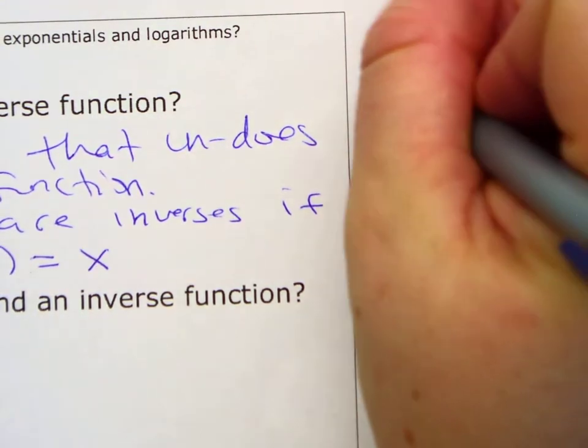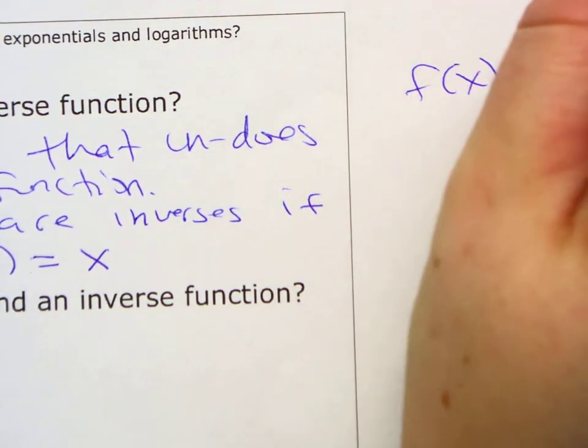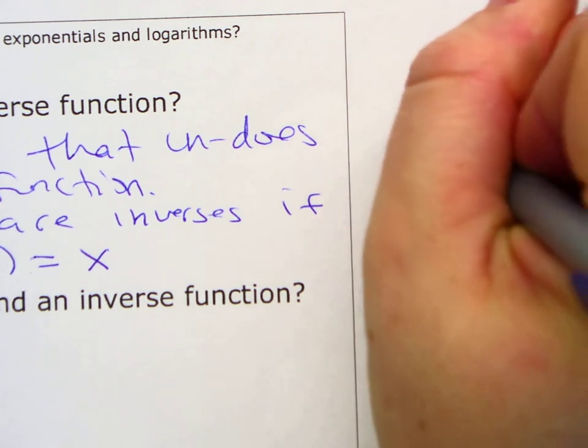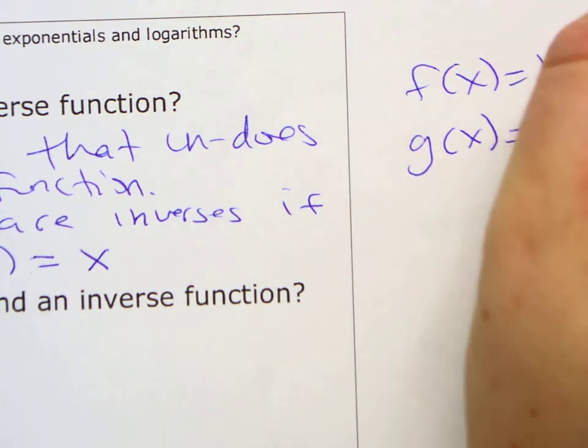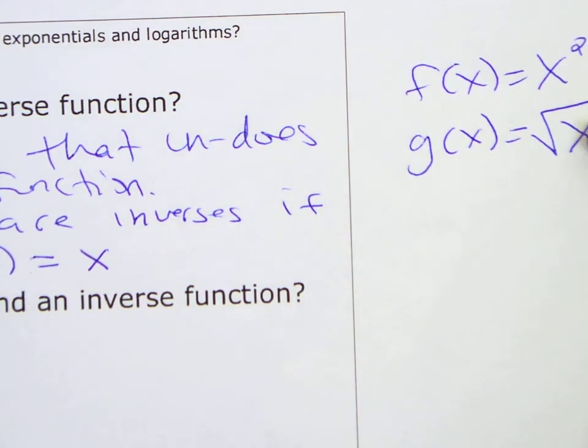All right, let's look at an example over here. F of x equals x squared. What's the inverse? What undoes a square? A square root. Okay. So those are inverses because when you plug 3 in, 3 squared is 9, square root of 9 is 3. You get back to where you start if you do both of them.